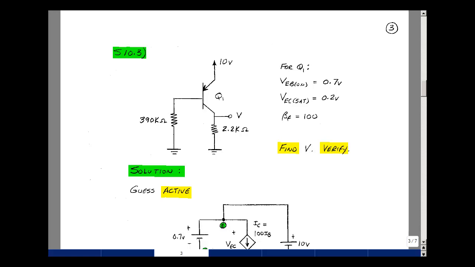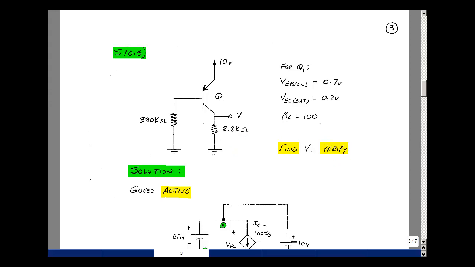So let's deal with supplemental problem 10.3. You can find this problem in the course ebook in the chapter 10 supplemental problems on page 3. Given this PNP circuit with V sub EB on equal to 0.7, V sub EC sat equal to 0.2, and beta F equal to 100, can you find the voltage V by guessing at the state of the transistor and then verifying that state?